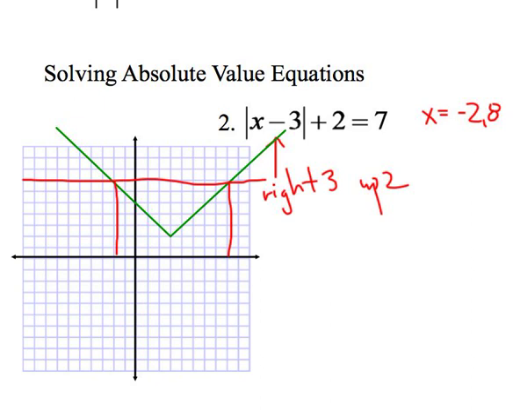All right. So let me show you how I can get -2 and 8 without having to graph it. Okay. So the absolute value, I treat it like it's a parentheses. All right. So if I'm going to solve for x, remember I'm using PEMDAS backward. So if there's anything added to or subtracted from, I want to get rid of it first. So I'm going to subtract 2 from both sides. When I subtract 2 from both sides, I have the absolute value of x minus 3 is equal to a +5.